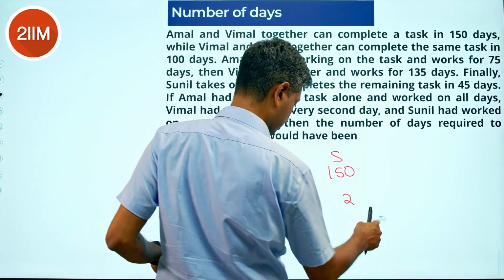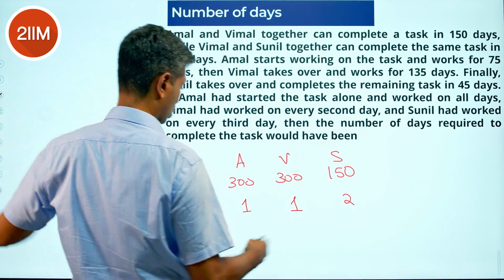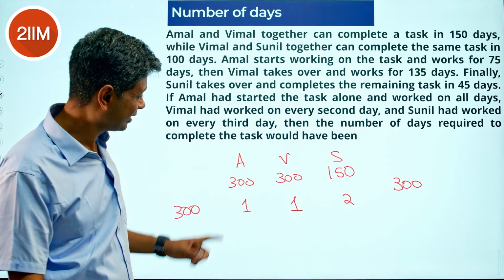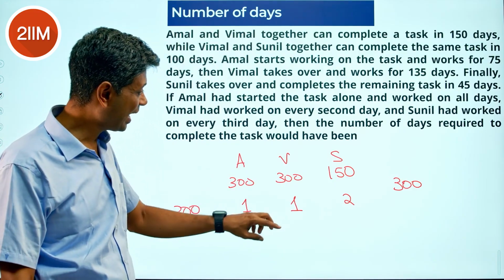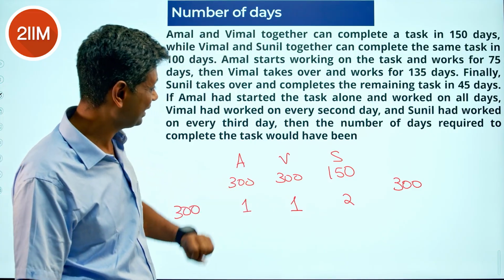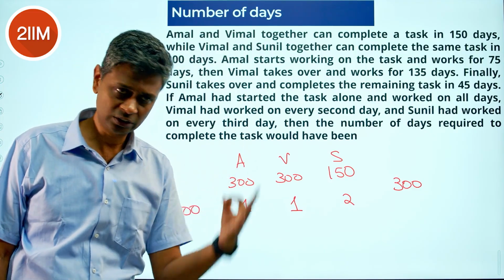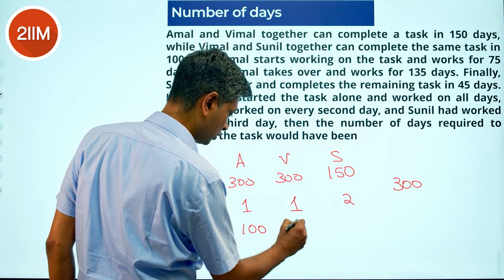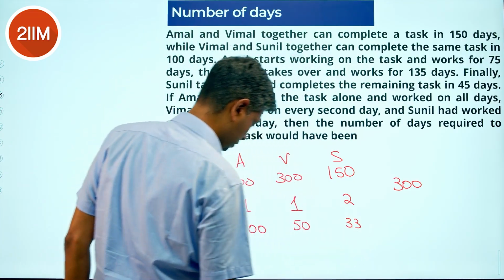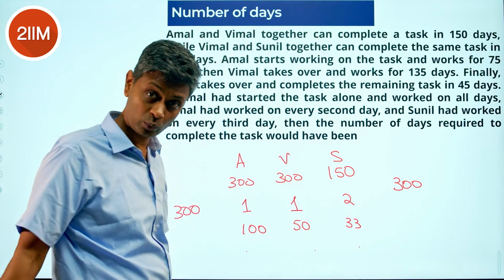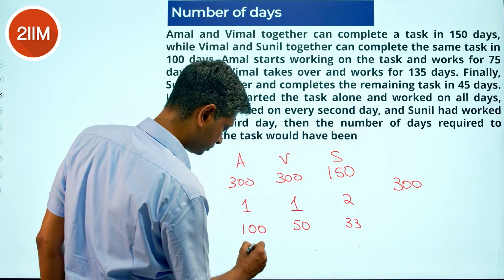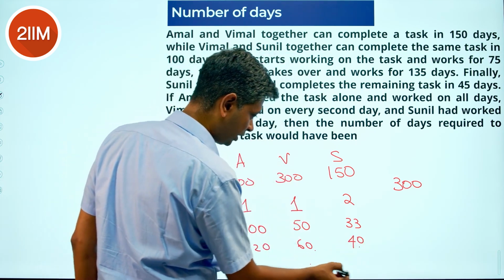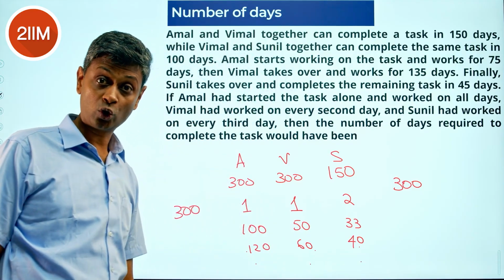Total task is 300 units. Amal works every day. Vimal works every second day. Sunil works every third day. Hypothetically, if they work till 100 days, they worked 100, 50, 33. 100, 150, 66 doesn't work. I'm going to up it to 120, 60, and 40. This is 120, 180, 220. 120 also doesn't work.